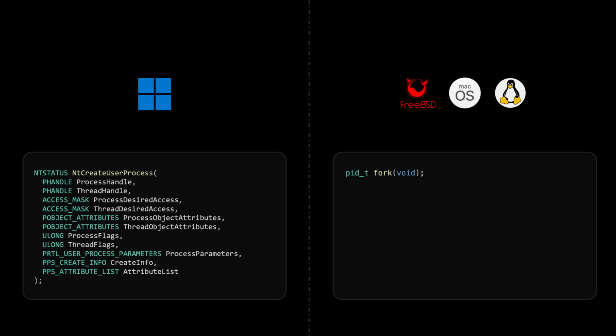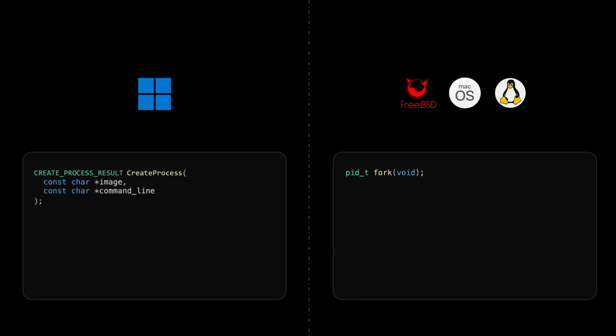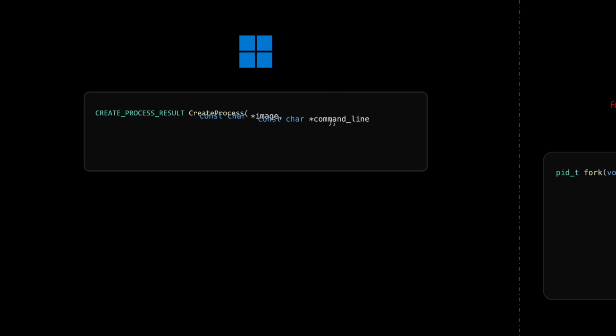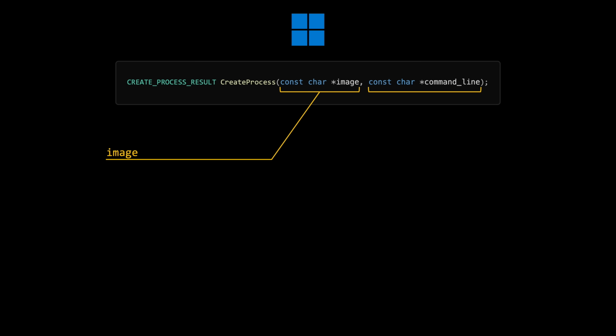I know what most of you are thinking. Windows doing Windows things. And while I agree that the Windows version looks unnecessarily complicated, the Unix/Linux version is actually weirder. To understand the Windows approach, I'm going to oversimplify it into a conceptual function called createProcess, which takes just two arguments. Image is simply the full path to the executable file of the program we want to run, so the operating system can locate it on disk and load it into memory.